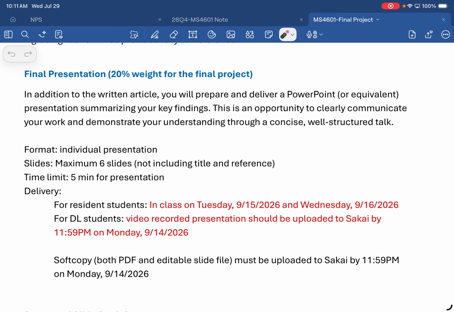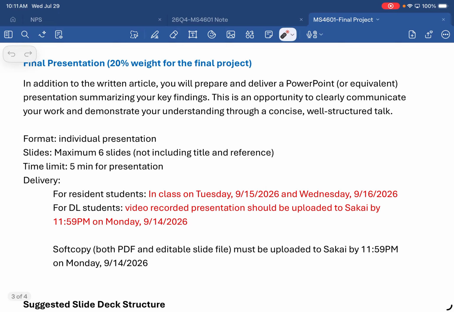Basically in one class, 9 students will present, right? And then in another class, the last year class, 9 students will present, okay? So in that sense, the maximum number of slides should be 6, no more than that.